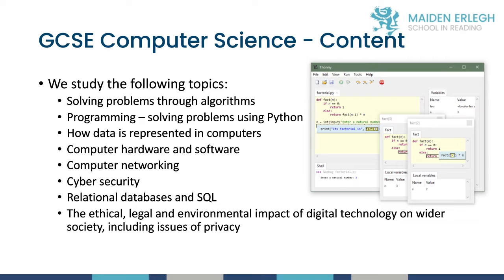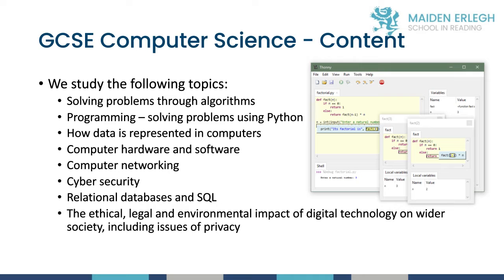This leads us on to programming in Python, which is the world's most in-demand programming language. And we learn to implement our algorithms and to write programs that solve problems using this language.